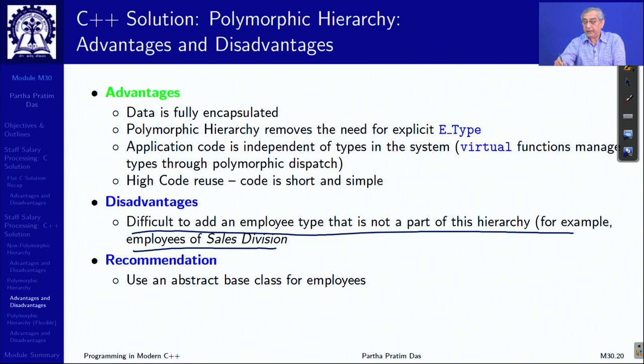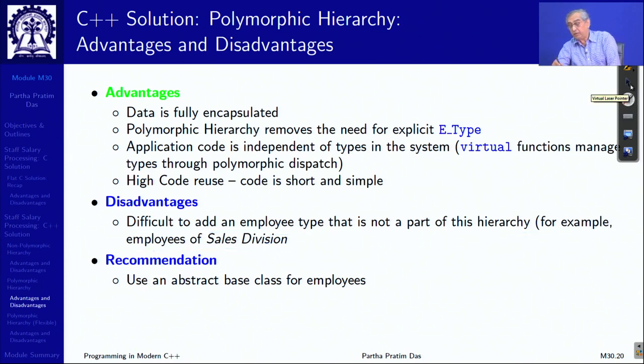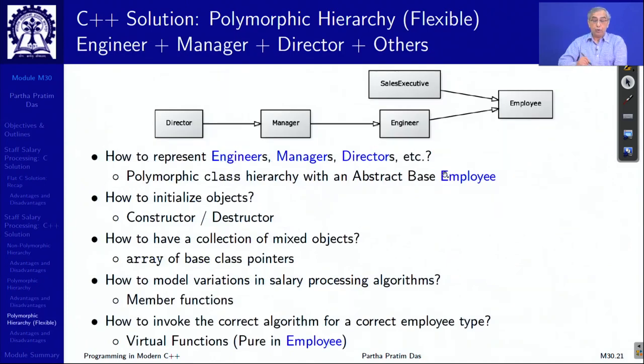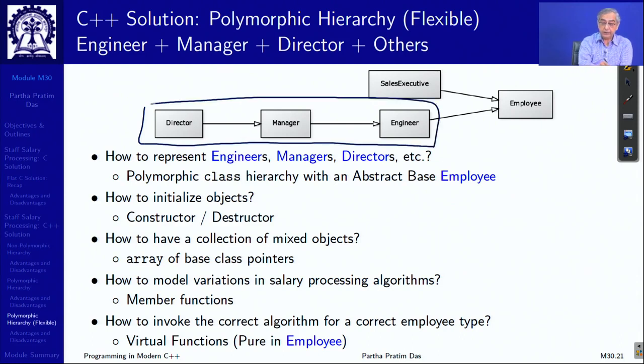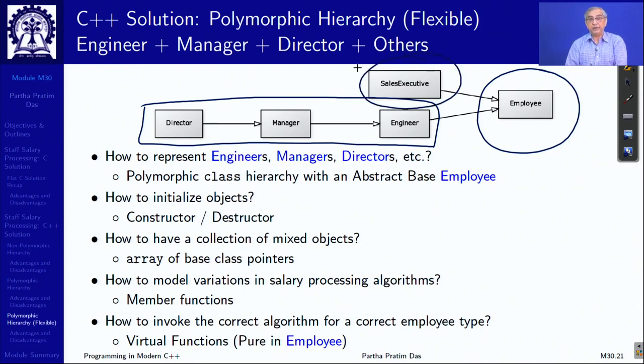Let me explain this a little bit more with a diagram. So, earlier we had only this part. Now, we add an abstract base class, and the sales executive which we want to add is naturally not on the engineering cadre. So, it goes in a different way. So, what changes in our answer is a polymorphic class hierarchy with an abstract base class employee, which was not there.